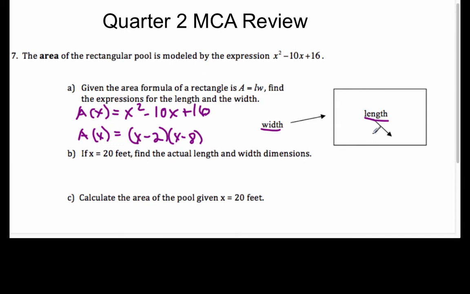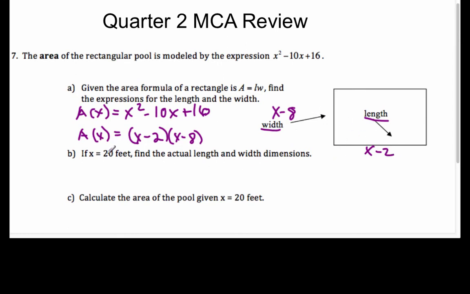Now when I look over here, the width is smaller. So if the width is smaller, is it going to be x minus 2 or x minus 8? Well, whatever x is, if I'm subtracting 8 from that, it's going to give me a smaller value. So I know that my width is going to be x minus 8, and that my length is going to be x minus 2. So now I have my two pieces.